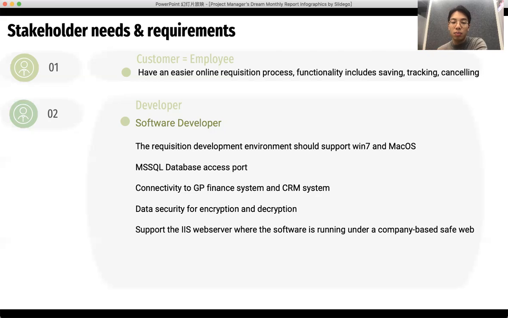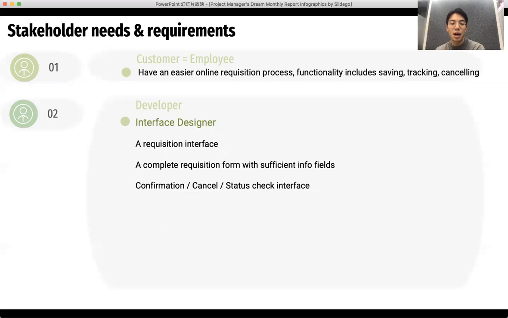And also, as the software developers are receiving data from the database and transferring it to the next stage of the project, they have to make sure that each transformation, at the beginning or at the tail, has data security for encryption and decryption. Last but not least, the software developers should also support the IIS web server, where the software is running on the company-based safe web. And the last type of developer is the user interface developer, the designer.